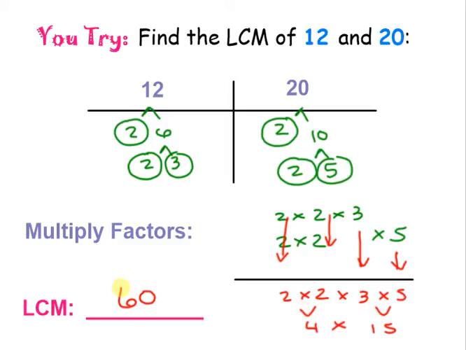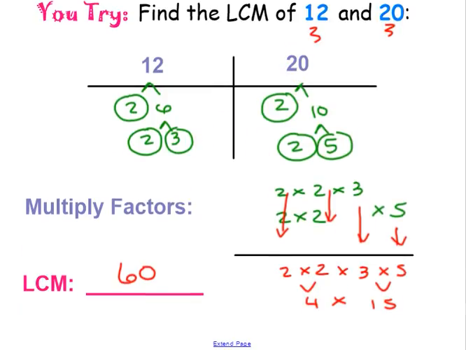All right, if you're not done, go ahead and pause the video. So for the LCM of 12 and 20, you should have gotten 60. And again, your factor trees may look different than mine, but you should have still ended up with the same prime factors. So for 12, you should have ended up with 2, 2, and 3. And for 20, you should have ended up with 2, 2, and 5.